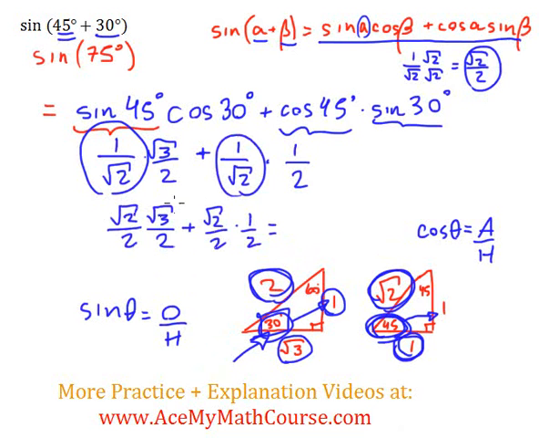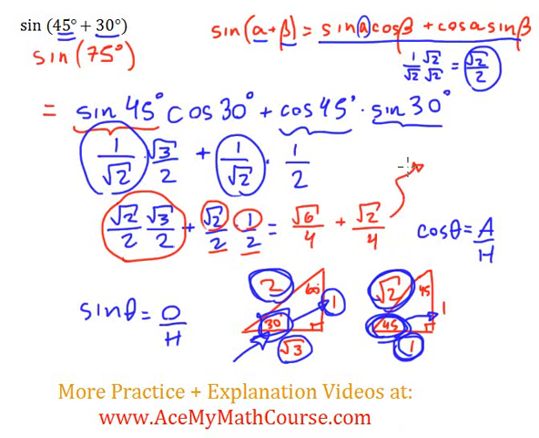Alright, so once we multiply these, the square root of 2 times the square root of 3 will be square root of 6. 2 times 2, 4, down below. And we're adding, now root 2 times 1, square root of 2. 2 times 2, 4. And since we already have a common denominator of 4, we can just combine the numerators of root 6 and root 2. And that is the final answer. Took a while. So we have the square root of 6 plus the square root of 2 over 4.